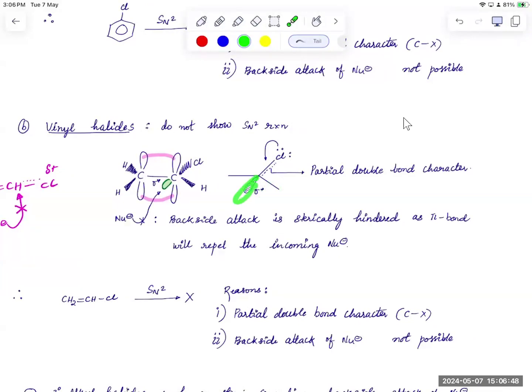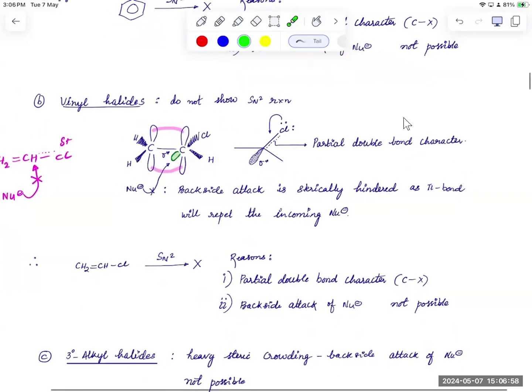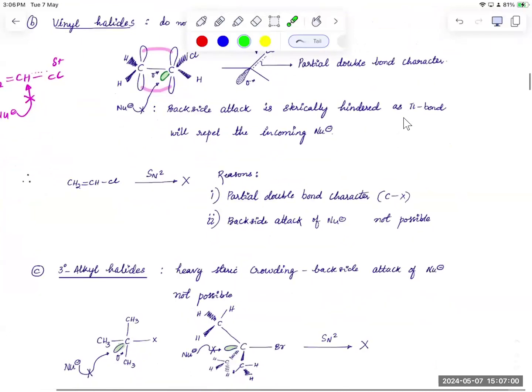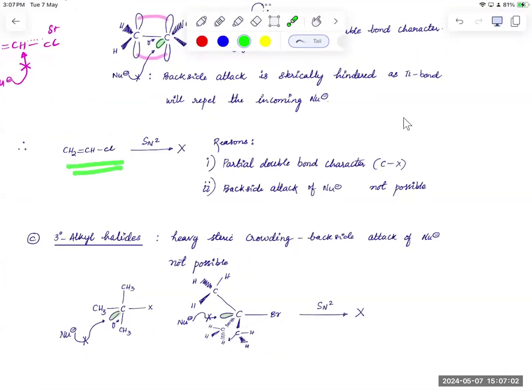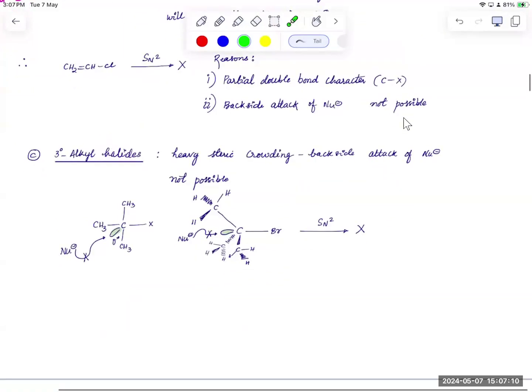This is the sigma star orbital of chlorine here. So partial double bond character, if at all it is developed, is still not expected to give SN2. You can see CH2 double bond Cl. This is vinyl with SN2: no reaction. Why? Partial double bond character, and backside attack of the nucleophile is not possible.